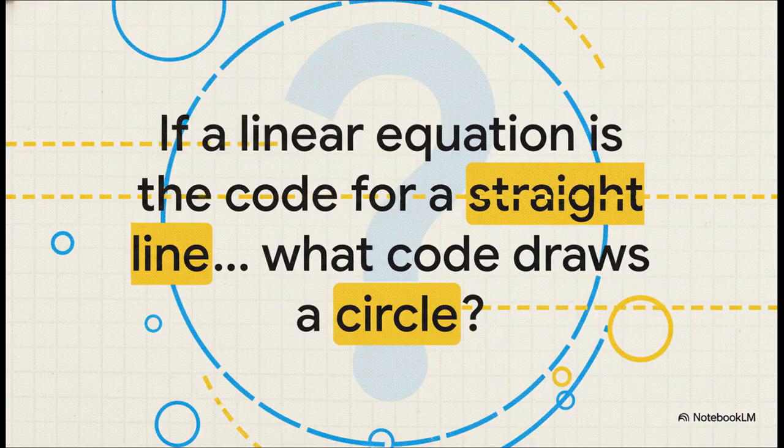So we figured it out. The simple code of a linear equation draws a perfectly straight line, which, of course, leaves us with one final, really fascinating question. If that's the secret code for a line, what kind of algebraic code would you need to write to draw a perfect circle?